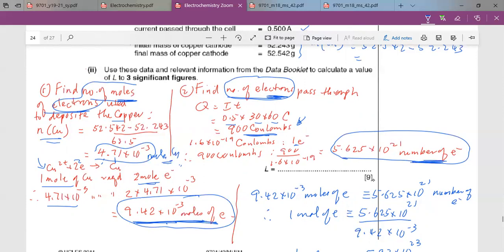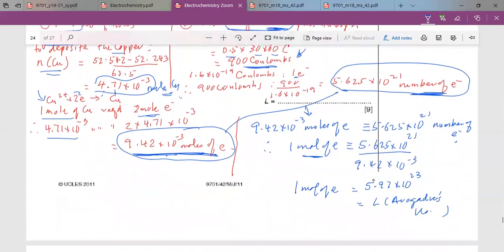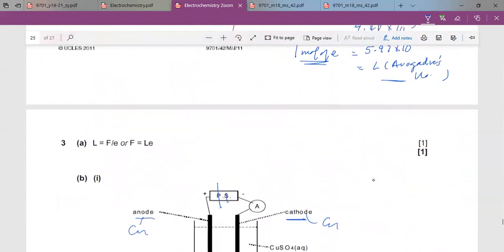So now I'm going to equate these two together. So 9.42 times 10 to the power of minus 3 moles of electrons is equivalent to this number of electrons. So 1 mole of electrons gives me Avogadro's number. That's 1 mole of electrons. See?